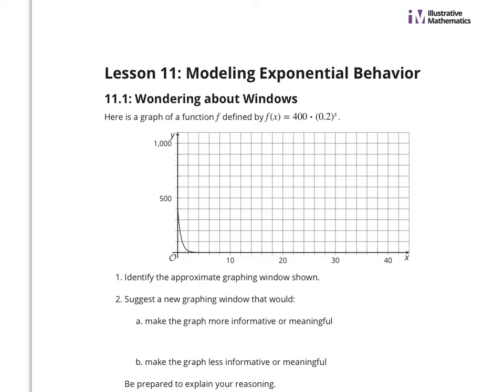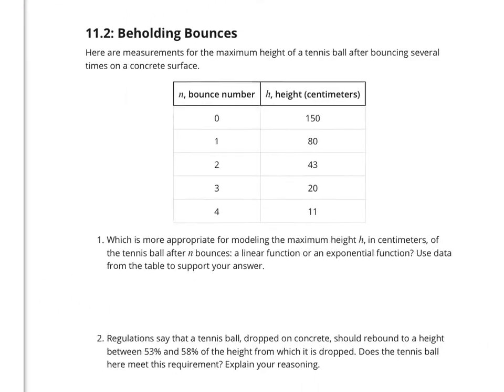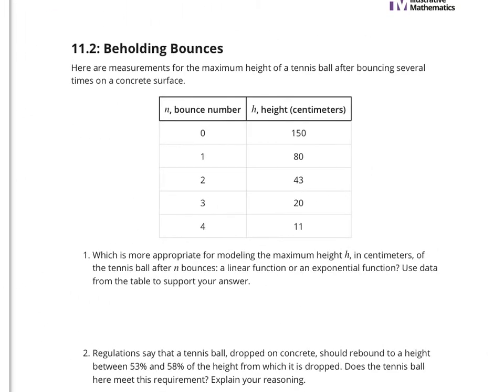Alright, we are going to go ahead and skip the first activity and move on to Activity 2. In this activity, we're looking at different measurements of the maximum height of a tennis ball after bouncing several times on a concrete surface. Imagine you took a tennis ball and bounced it once and let it continue bouncing without catching it. This table shows the number of bounces and the height after that bounce.